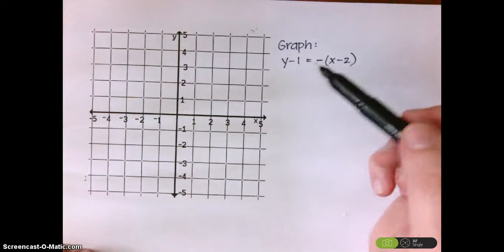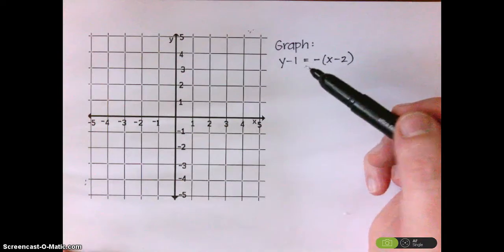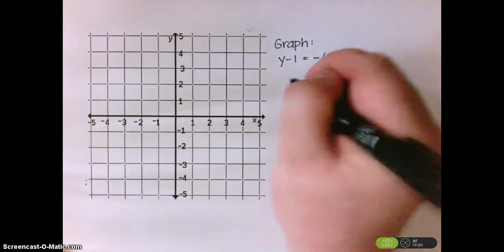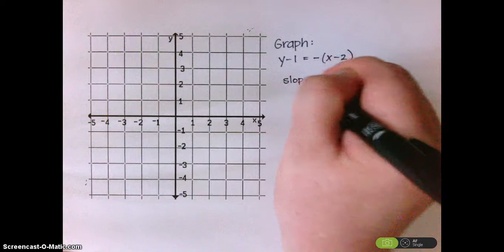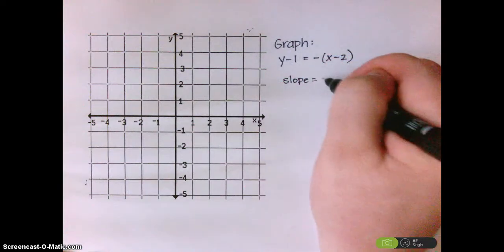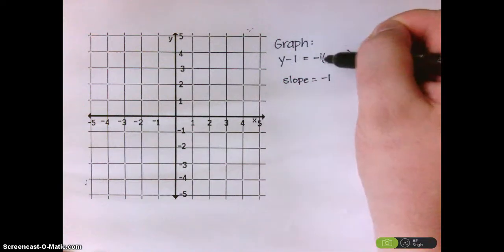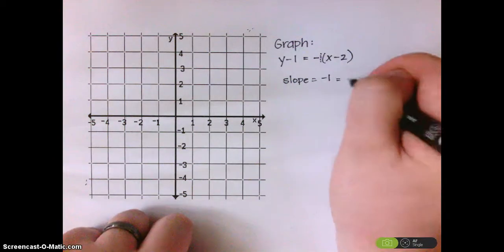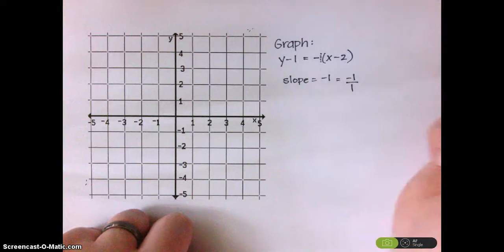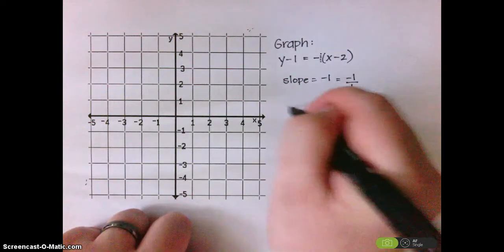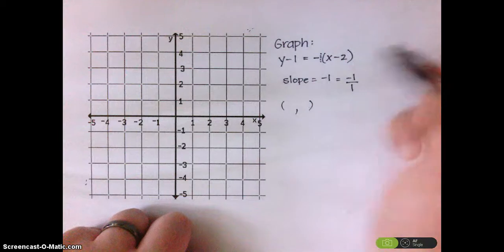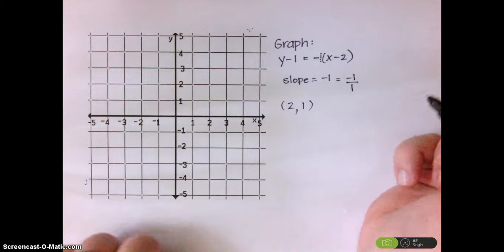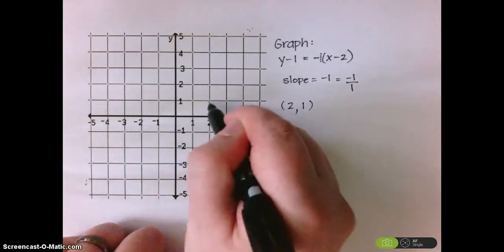This time we're going to graph y minus 1 equal to negative, parentheses, x minus 2. Now, this might be kind of tricky, but I can see here that my slope, my m, is actually -1. Because we remember that there's an invisible 1 right there, and there's a negative sign, so it's going to be -1, which is telling me that I'm going to go down 1 and across +1. And then if I'm looking for my point, well, I have a 2 and I have a 1. So this is going to be very basic. I'm going to go over 2 and up 1.